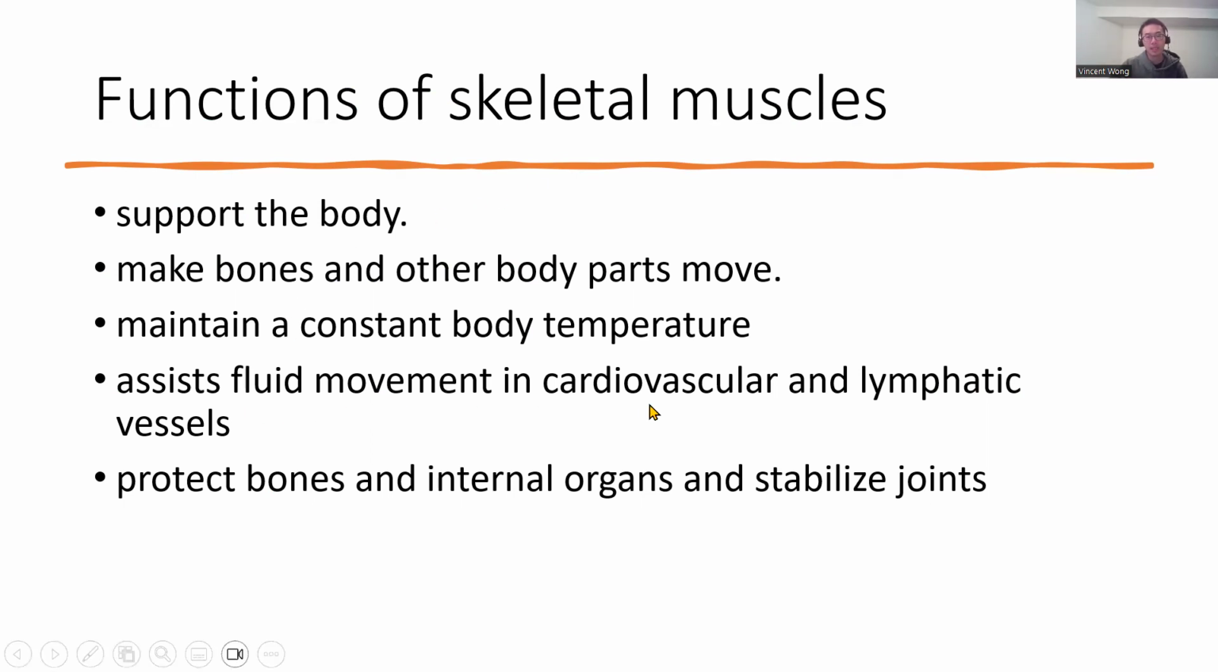They assist fluid movement in cardiovascular and lymphatic vessels by moving the legs, for example. It helps with venous return. We learned that a lifetime ago in Unit 1. Protects bones and internal organs and stabilizes joints. Okay, so because the muscle is on top of the bone, it protects the bones as well.